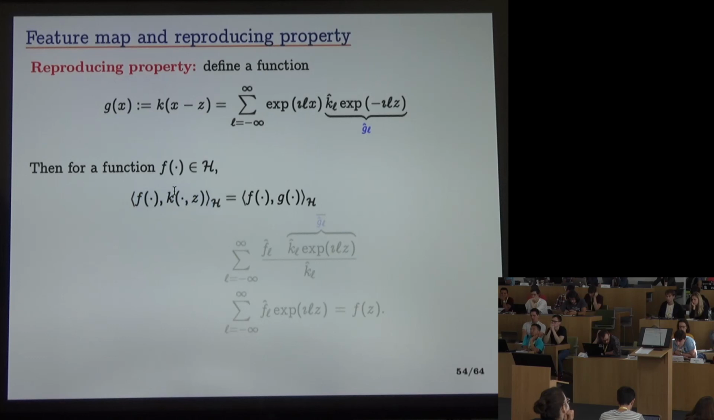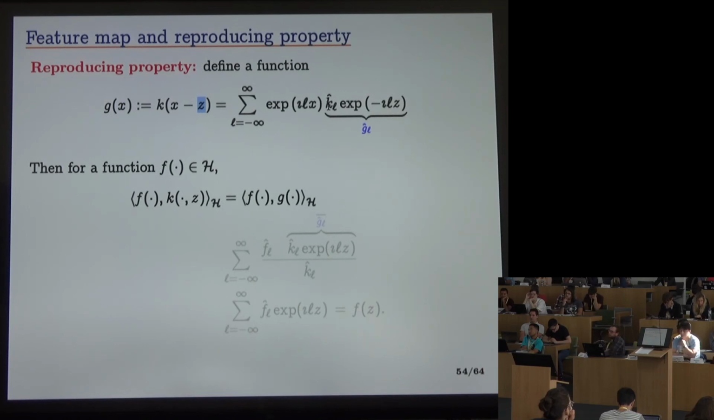Okay, so to show this dot product, I need to think about what this k dot z is. What I'm doing is defining a function parameterized by z. This x here is my dot, and my z is a fixed parameter. This is a function of x, a Fourier representation of this function f. Here are my Fourier coefficients, and here are my features. So this is my g hat L, and this is my features.